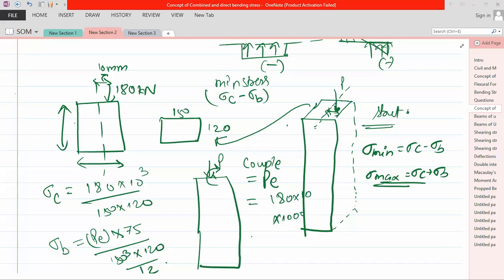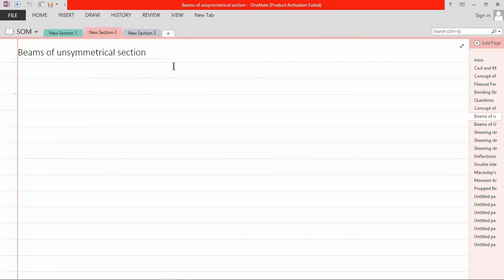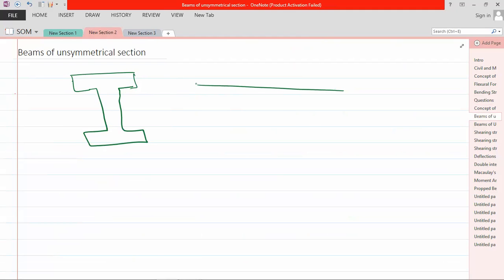Okay, now I'm going with the next concept, that is beams of unsymmetrical sections. As you know, I hope you have seen the shape of the railway track, that is the I section. If you see this is your track, this is the whole length of the track, and if you see from this section, it is like I.